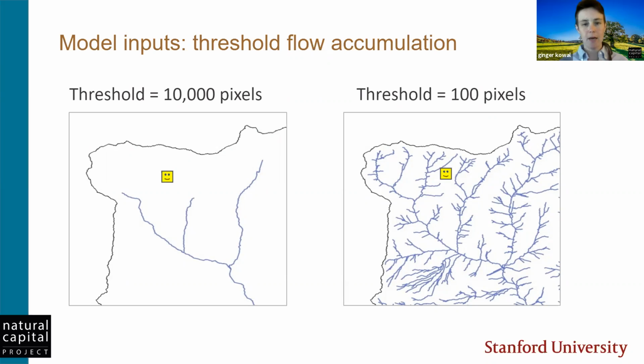So the right way to come up with this value is to try a few different values for threshold flow accumulation and check the streams that are generated by the model, which is an output of the model, against a real perennial stream network. We'll talk about that a little bit more when we get into actually looking at model inputs.